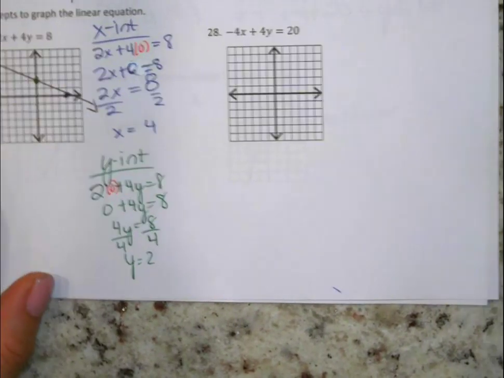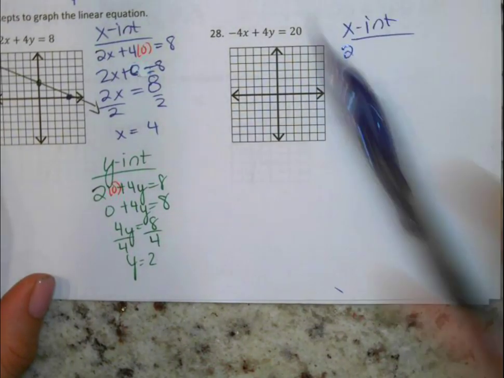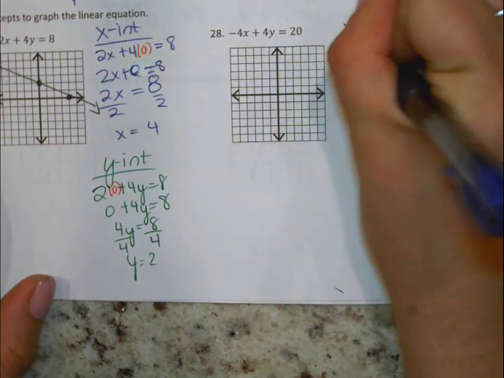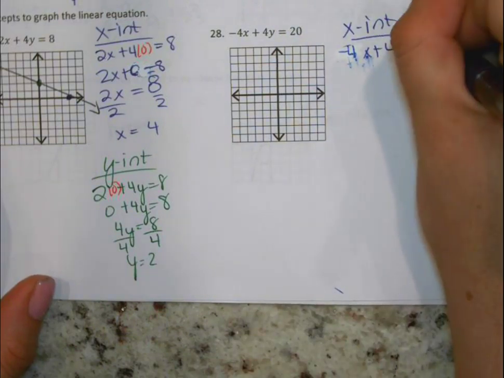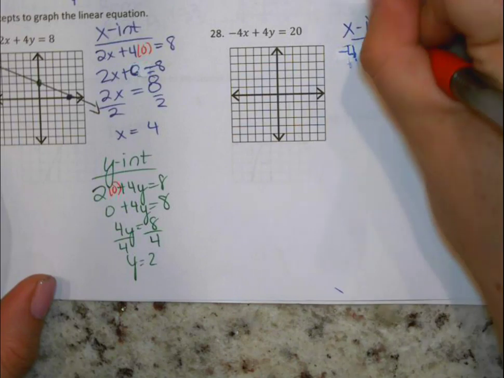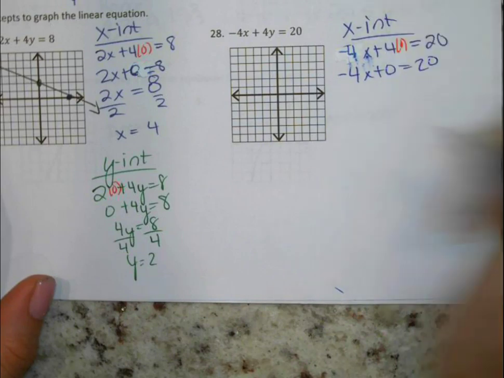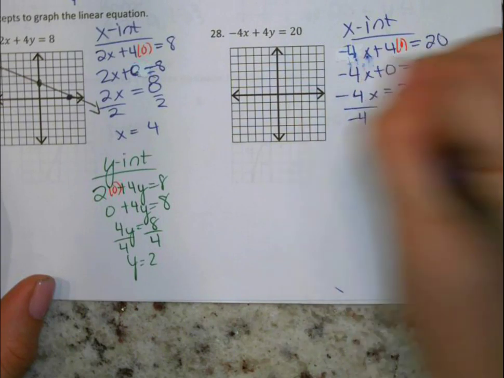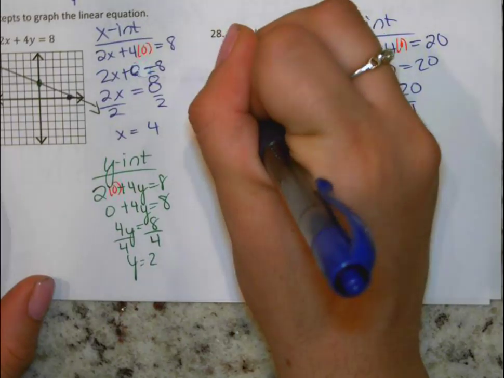Number 28 is going to work the same way. So I have my x-intercept. I'm going to plug in 0 for y. So I do not have 2 in this problem. I have negative 4x plus 4y. So I'm going to plug in 0 for the y. Negative 4x plus 0 equals 20. Negative 4x equals 20. Divide by negative 4. X equals negative 5. So this time I go left 5.